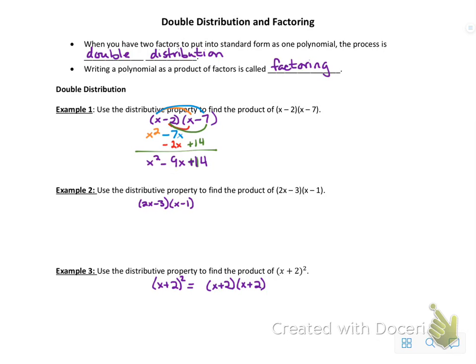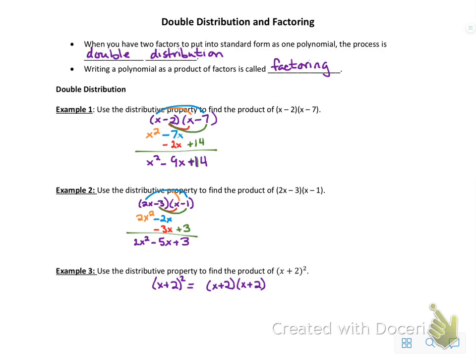Let's do it again. Now we have a 2 out front, but that doesn't change the process. We still have 2x times x, which is just 2x squared. We have 2x times negative 1, so we have negative 2x. We have negative 3 times x, which is negative 3x. And we have negative 3 times negative 1, which is positive 3. Draw a line, combine your like terms down. So we only have 2x squared. We have negative 2x minus 3x, so we have negative 5x. And then we only have a plus 3. And there we go.